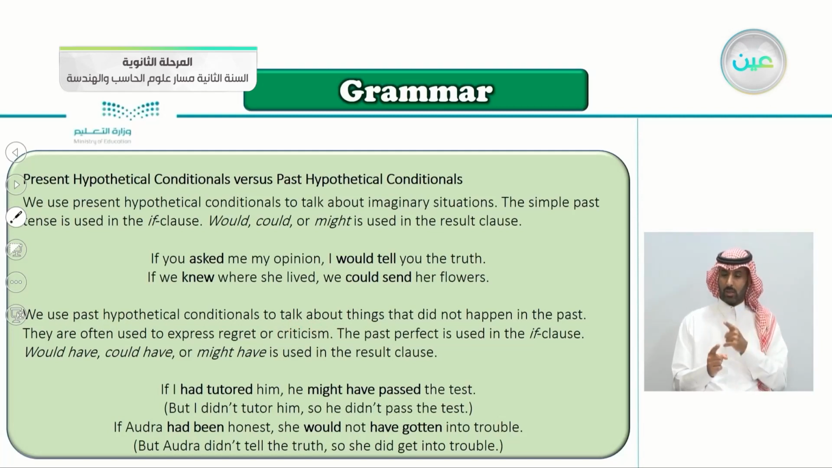The past perfect is used in the if clause. So here in the present conditional the if clause uses the past tense. Here in the if clause we use the past perfect. And we use would have, could have, or might have in the result clause. So the difference: in the if clause, in the present conditional, we use the past tense. Here we use the past perfect. And in the result clause, there we use would, could, or might. Here we use would have, could have, or might have.